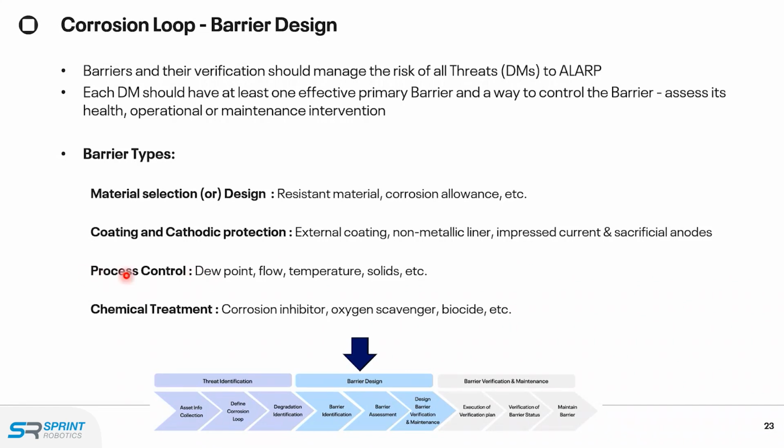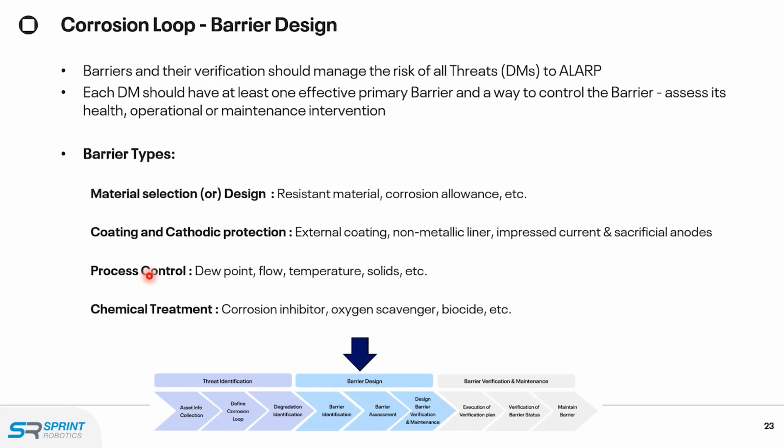Process control: we're going to monitor IOWs, your integrity operating windows, looking at temperature, pressure, flow rates, and so on. You can monitor a chemical treatment if you have a corrosion inhibitor or oxygen scavenger. So those can also be considered an IOW, right? And typically a lot of sites these days are taking that data and bringing it into a data historian, which we're going to use later.